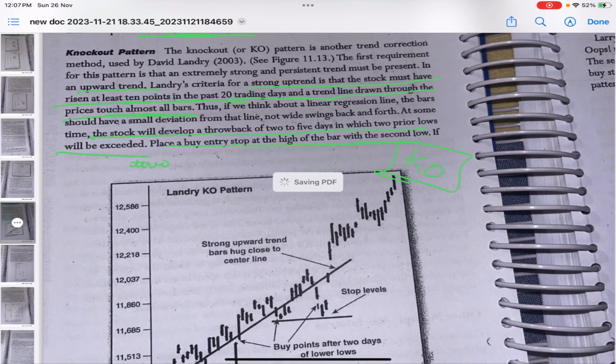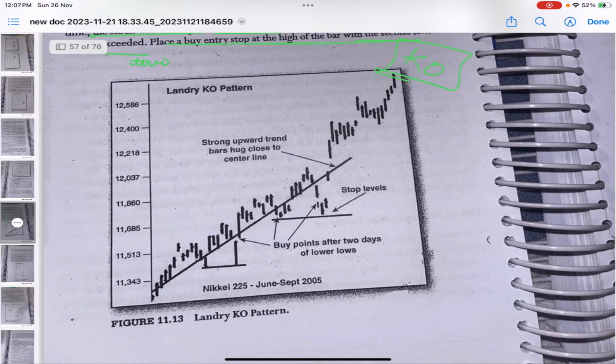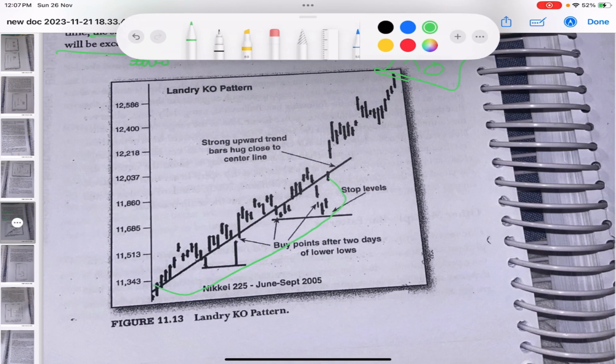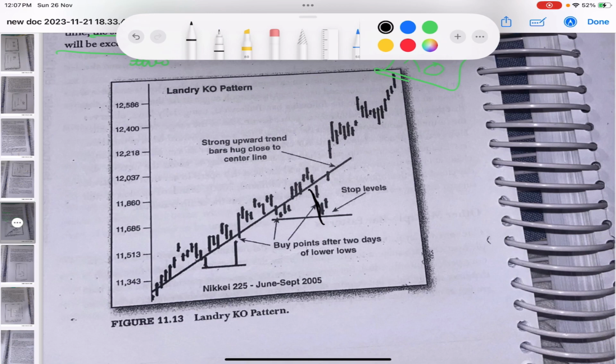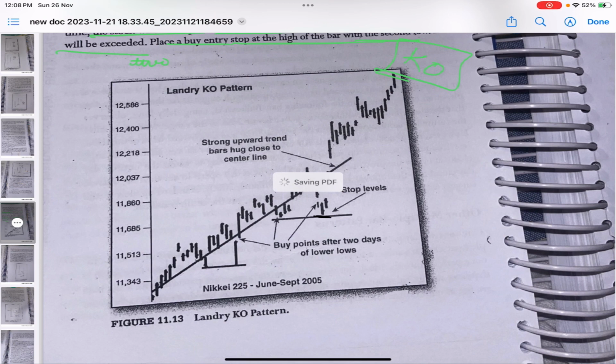Now I'll explain that better if you look at the knockout pattern chart. You can see that over a period of 20 days, this is the chart of Nikkei. You can see that this trend line has been respected, and over 20 days, a minimum of 10 points, or in fact more than 10 points, have increased. So now where you will buy is when the price basically pulls back for like 2 days. Here you can see that it pulled back 1 and 2. So you would enter above the high of this candle, stop loss would be below, and you would capture this entire trend. So that is known as a knockout pattern, and I hope you understood.